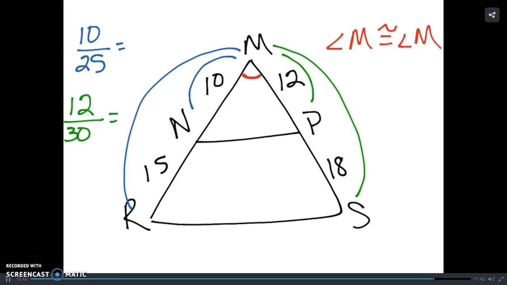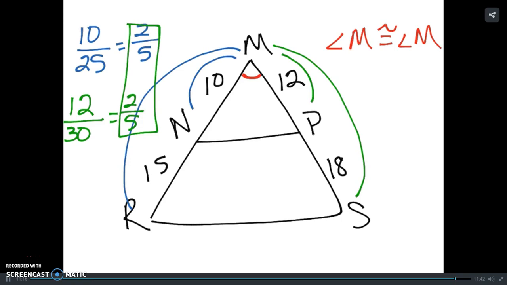So we divide 10 by 5. It goes in there twice. And 5 goes into 25 5 times. And then we're doing the same thing with 12 and 30. So 6 goes into 12 twice. 6 goes into 30 5 times. So these both reduce to the same fraction, right? They have the same ratio.